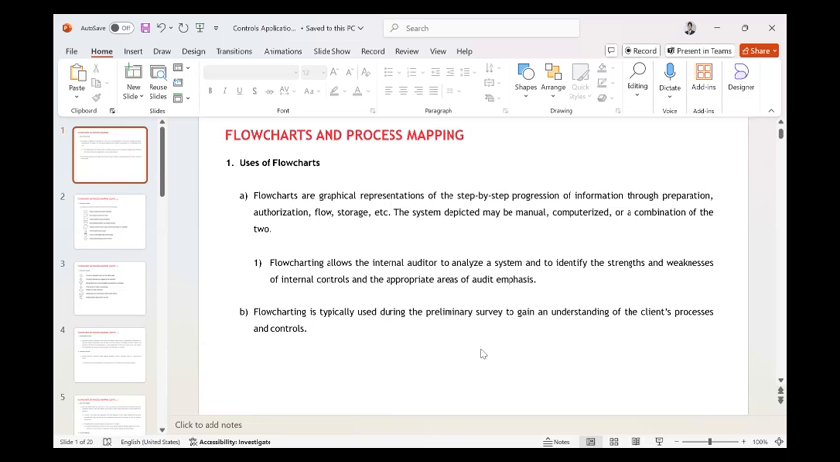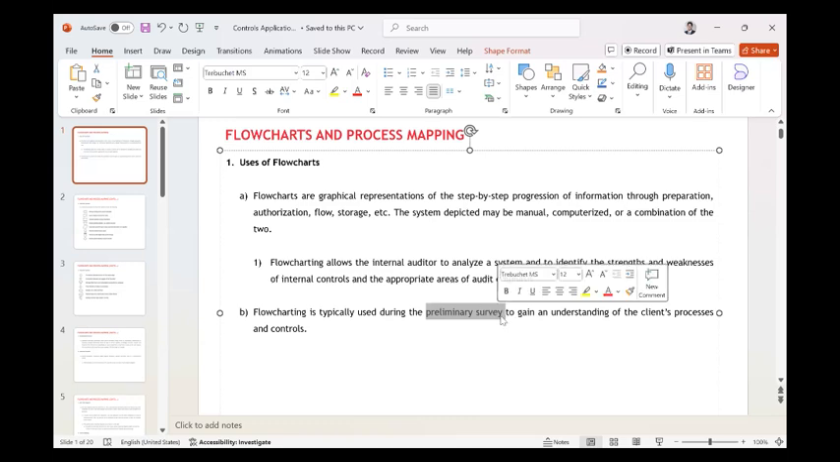Flowcharting is typically used in the preliminary survey. Before you start the audit proper or the field work, you're supposed to review the SOPs, the directions, the documents, previous audit reports, review processes and document them. After you do that, only then do you prepare the audit plan, and then only do you carry out your audit work. That's why they call it a preliminary survey.